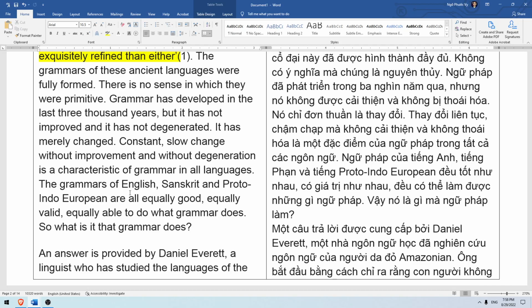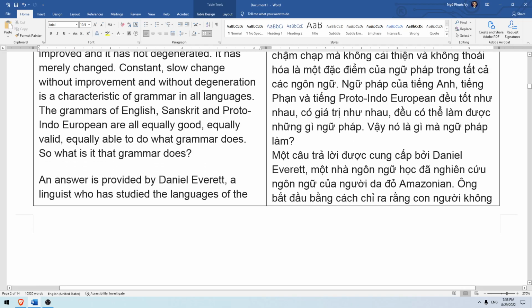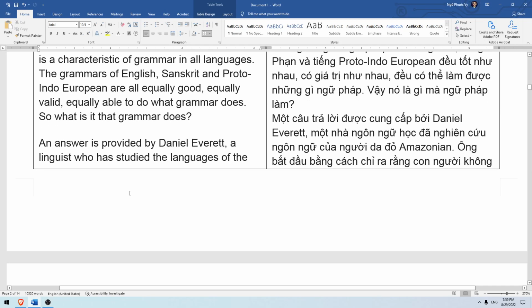Grammar has developed in the last 3,000 years, but it has not improved and it has not degenerated. It has merely changed. Constant, slow change without improvement and without degeneration is a characteristic of grammar in all languages. The grammars of English, Sanskrit, and Proto-Indo-European are all equally good, equally valid, equally able to do what grammar does. So, what is it that grammar does?